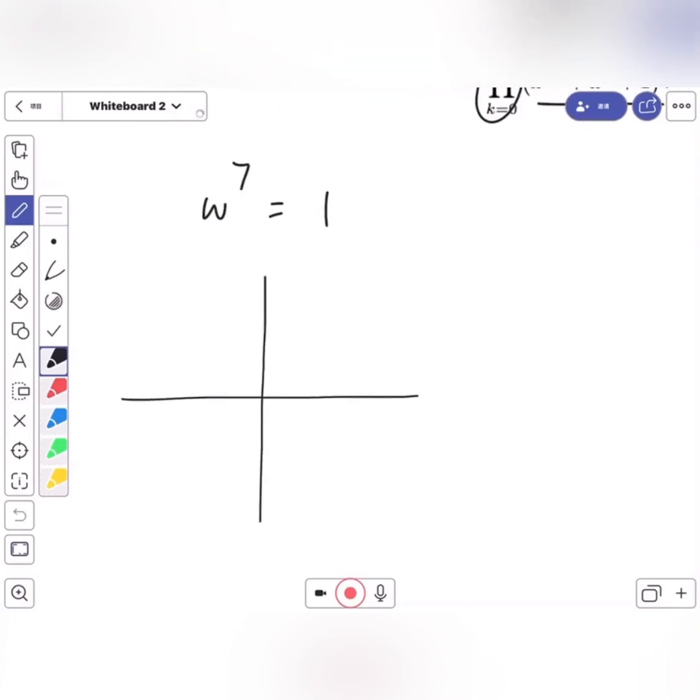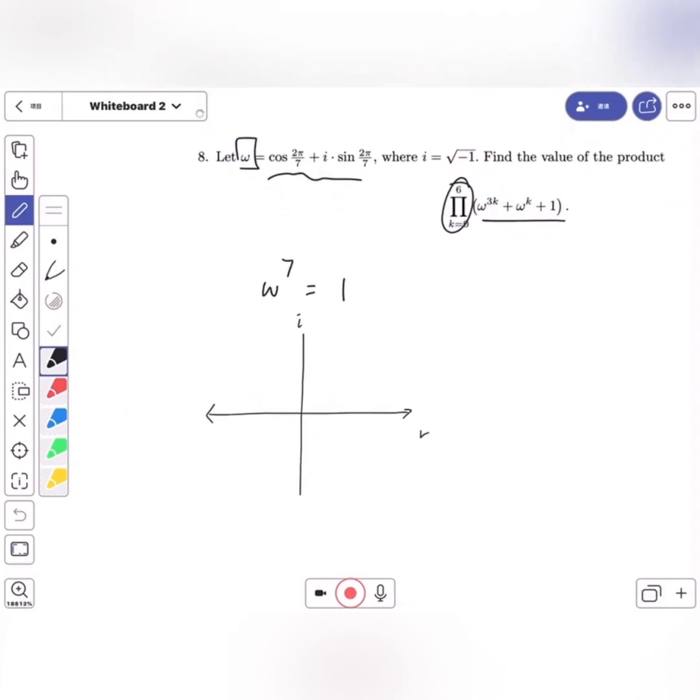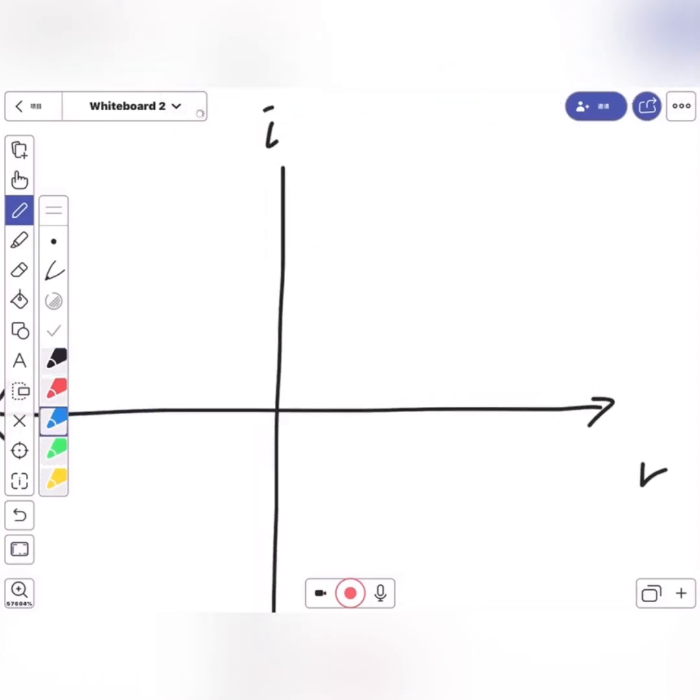So we draw the complex plane, right? This is i, and this is the real axis. Then what is going to be cosine of 2 pi over 7? We know that every complex number in the real-imaginary plane is going to have some value in the real part and some value in the imaginary part. So let's say it's 3 plus 4i, for instance. Then we know that we're going to get 3 in the real axis and 4 in the imaginary axis. Therefore this would be our complex number.